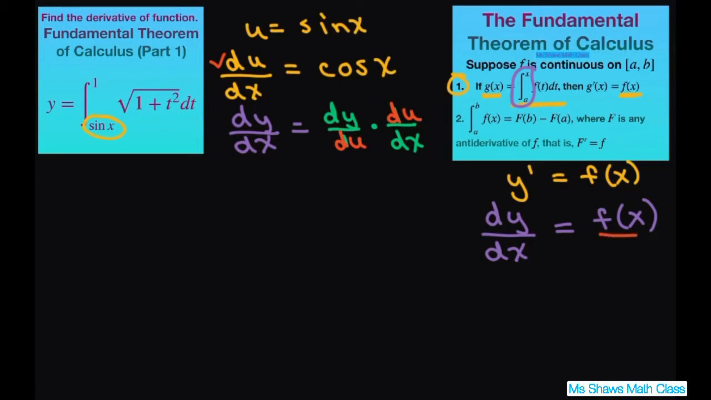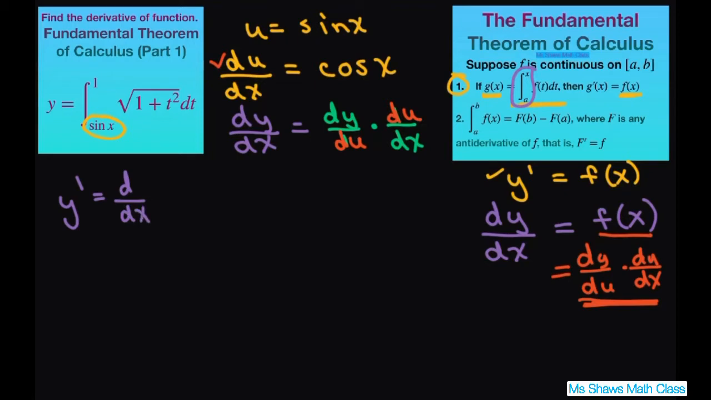So our f of x, our derivative, is going to equal dy du times du divided by dx. We have to set it up in this format. All right, so let's do that. First, let's take our derivative of y. So we have y prime equals, the way you get y prime is you write it like this. You're taking the derivative of this integral.